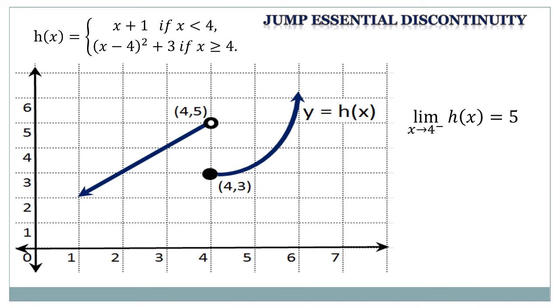The limit of h of x as x approaches 4 from the left is 5, and the limit of h of x as x approaches 4 from the right is equal to 3. If you notice, the limit from the left is 5 and the limit from the right is 3, and they are not equal. Therefore, the given function h of x is considered a jump essential discontinuity.